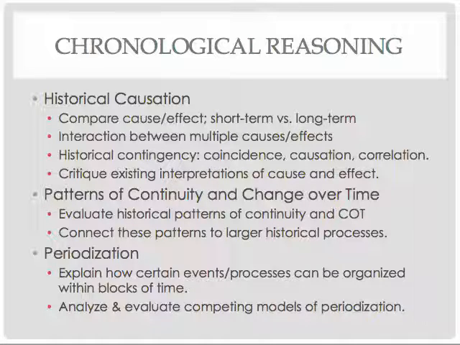evaluate what's called historical contingency? Sometimes there are things that are coincidental. Some things we'll see that there's a direct cause and effect relationship. Sometimes we see that there is a correlation between the odd incident that happens and a longer cause and effect relationship. So how do all these complex things work together? And then finally, when it comes to causes, we have to critique the existing interpretations of cause and effect.